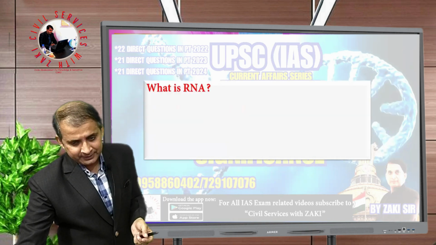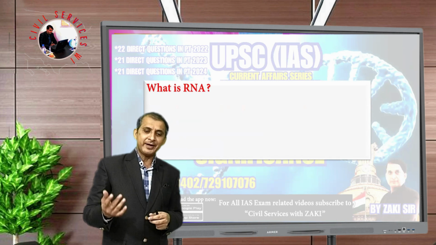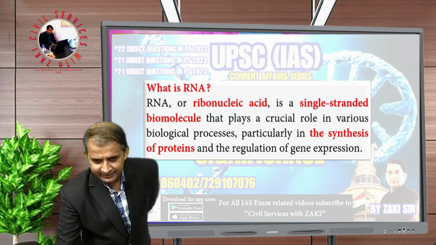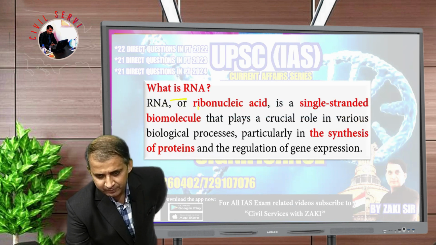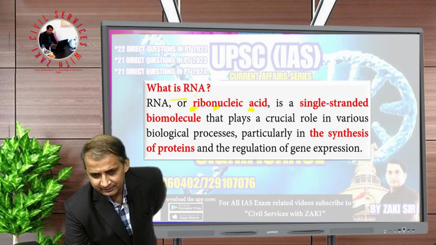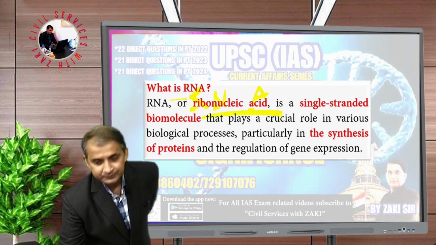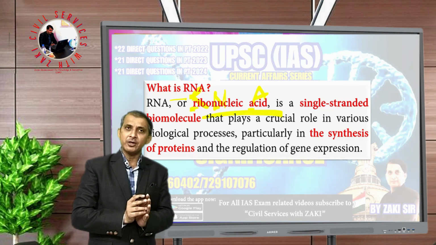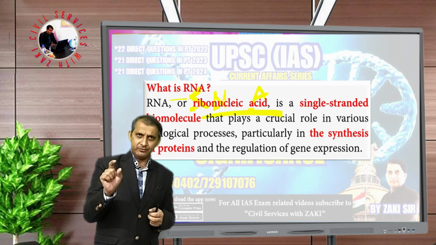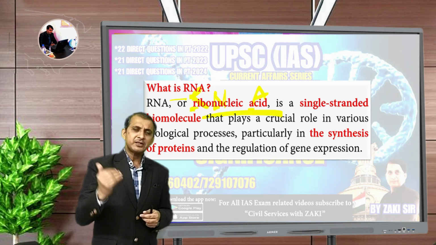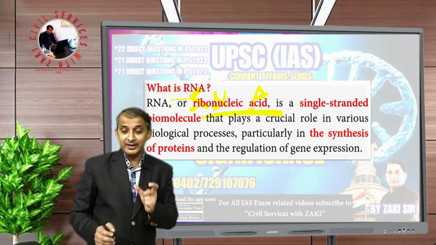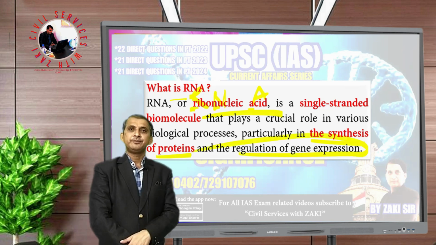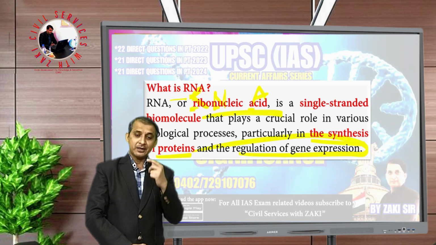So let's see what RNA is, and why RNA is important. First, we need to know what RNA is. RNA is the short form of ribonucleic acid. It is a single-stranded biomolecule. It plays a very significant role in various biological processes in our cell, particularly in the synthesis of protein. So RNA is very significant for the synthesis of protein and the regulation of gene expression. Two very important things played by the RNA.